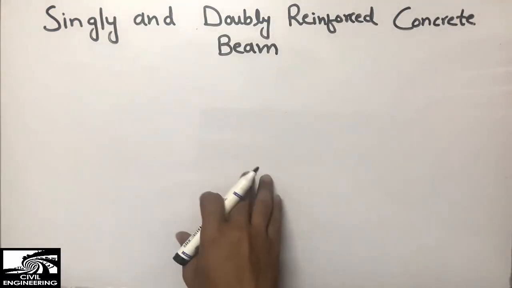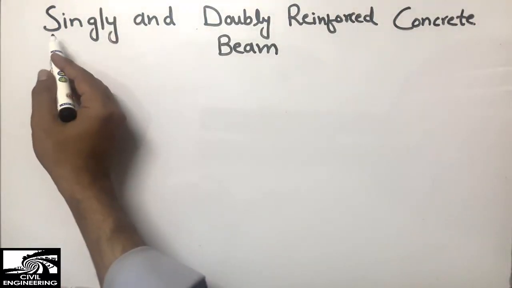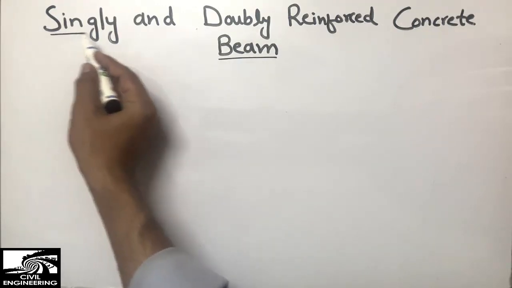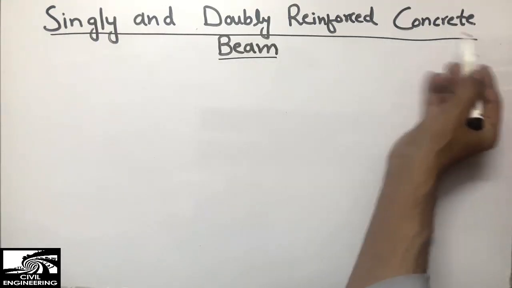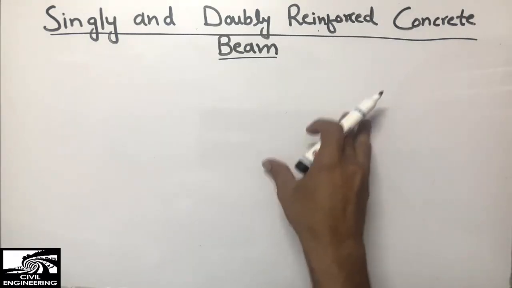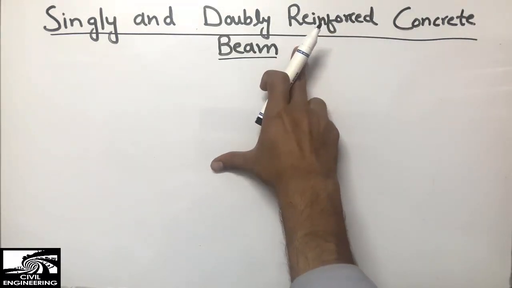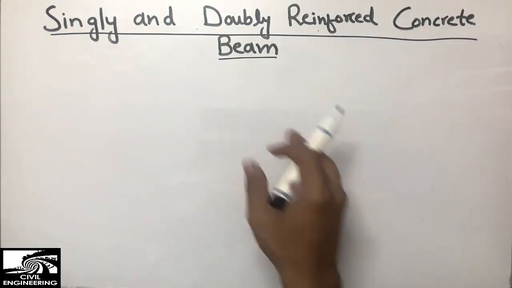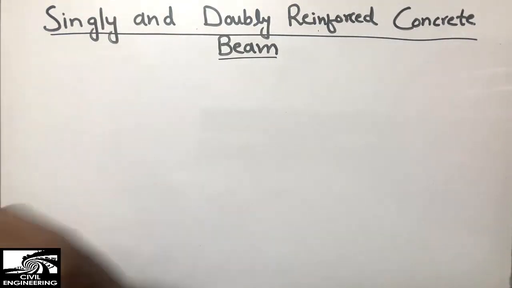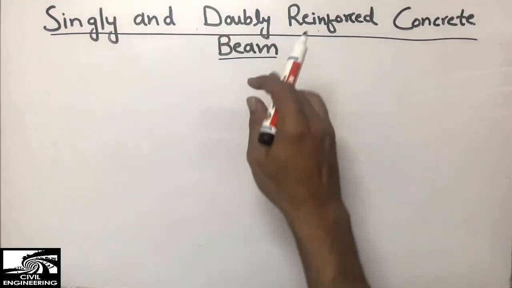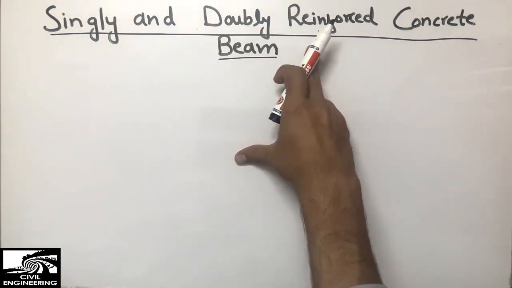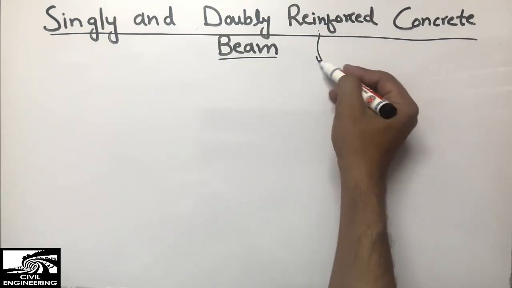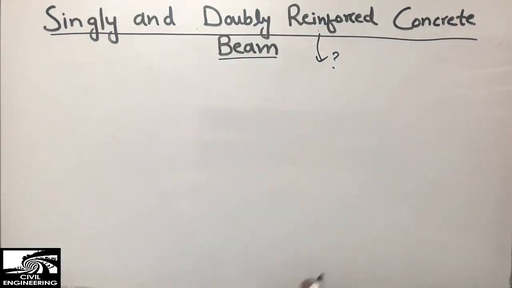Right, so today our topic is about the singly and doubly reinforced concrete beam: why we use the doubly reinforced beam, and when we have to use the doubly reinforced beam as well as the singly reinforced beam. In practice, we mostly use the singly reinforced beam, but in some conditions we have to go to the doubly reinforced beam. So here we will discuss when and why we use the doubly reinforced beam, right?